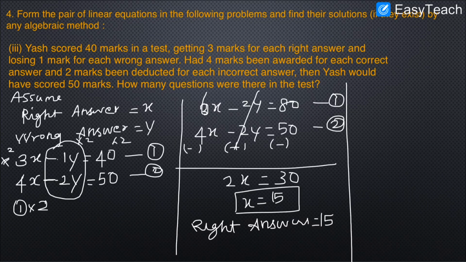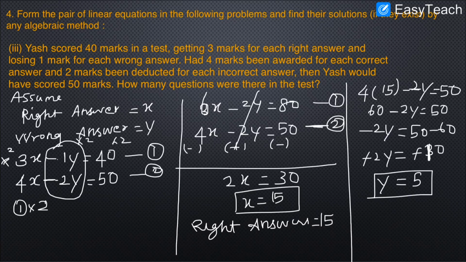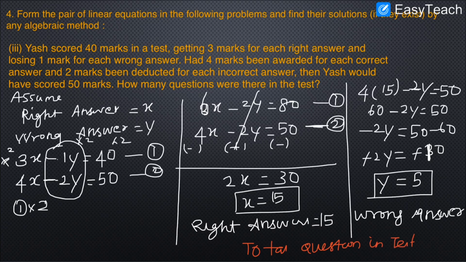Let's find out the wrong answer. Substitute in any one equation. Let's substitute in the second equation, which is 4 into 15 minus 2y equals 50. After substitution, I got 5 for y, which is the wrong answer. So the wrong answer is 5, the correct answer is 15. If you add these two, we will get how many questions there are in the test. So this is what our question is. So the total questions in the test is 20.